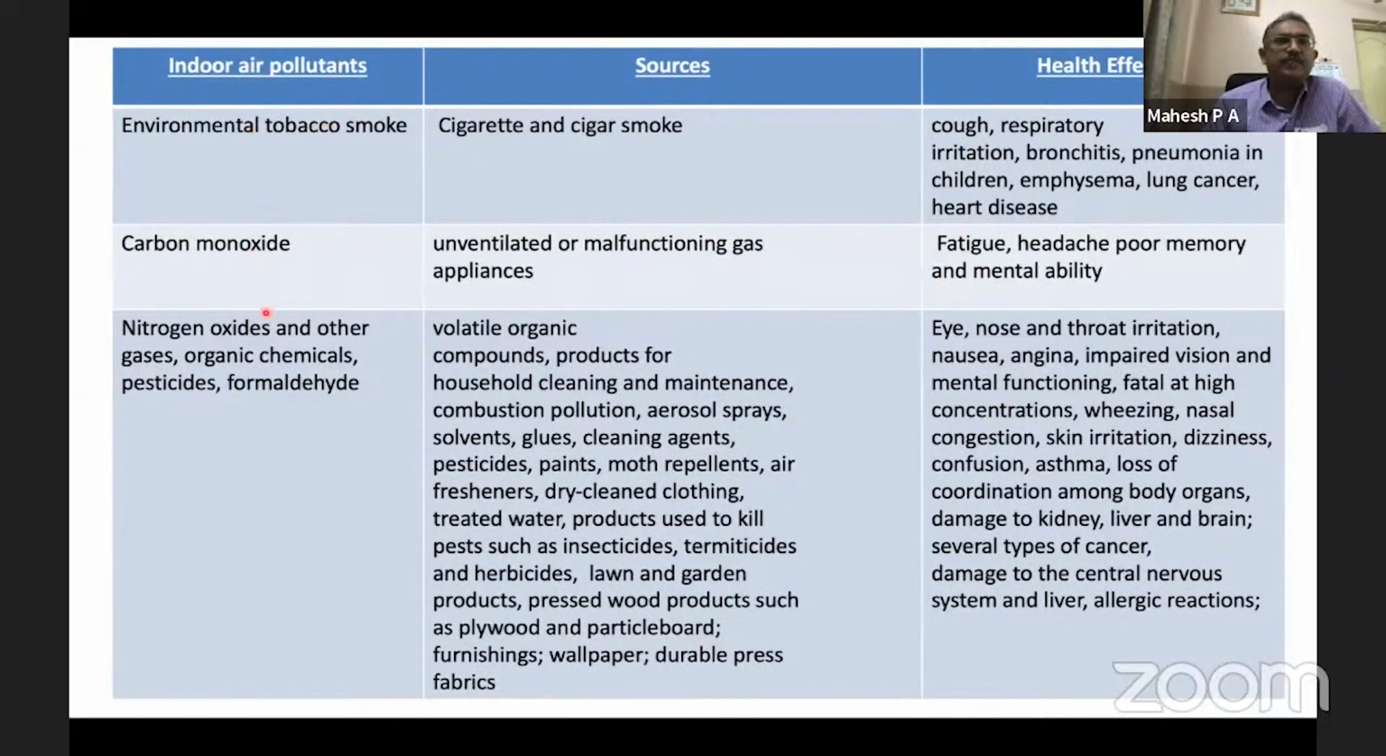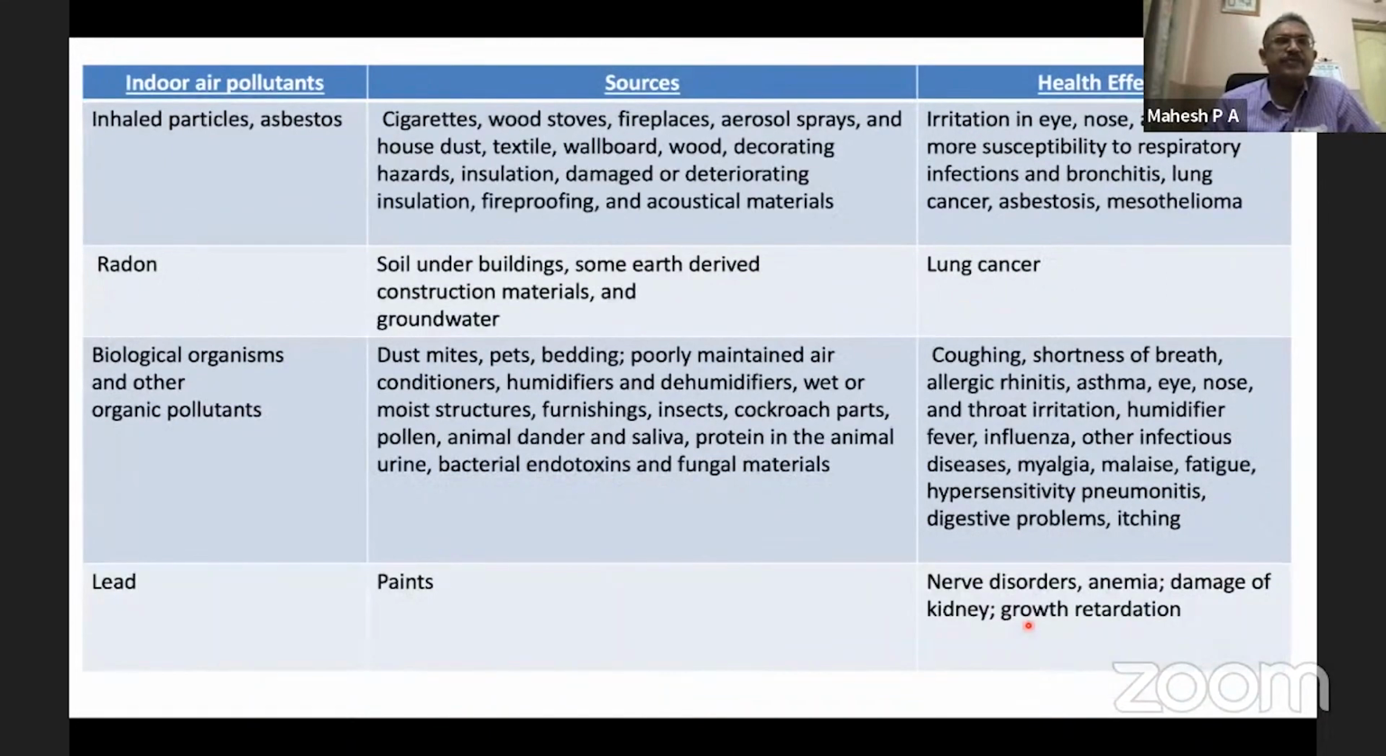of the key indoor air pollutants, like the environmental tobacco smoke, the carbon monoxide, the nitrogen oxides, organic chemicals, pesticides, formaldehydes. These are the main sources, including dry cleaning clothing, moth repellents, air fresheners, cleaning agents, aerosol spray, solvents, glues, herbicides, lawn and garden products, plywoods and particle board. And of course, we all know what are all the various diseases that can be caused by these indoor air pollutants. You have the inhaled particles, including asbestos.